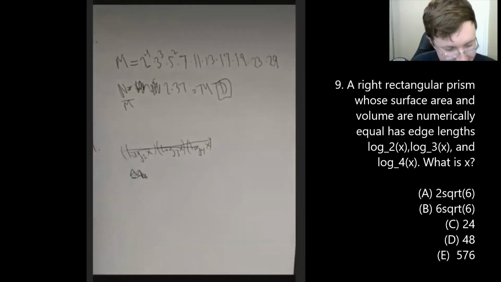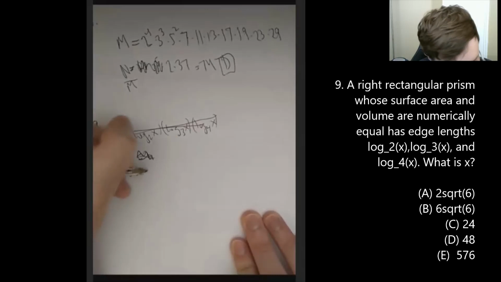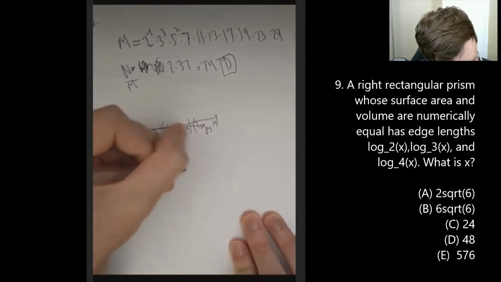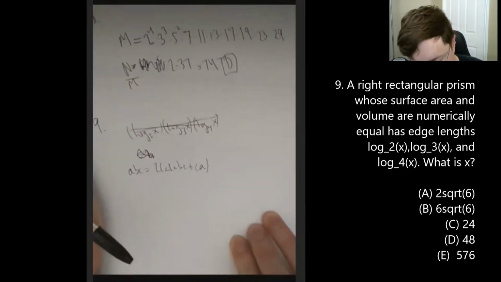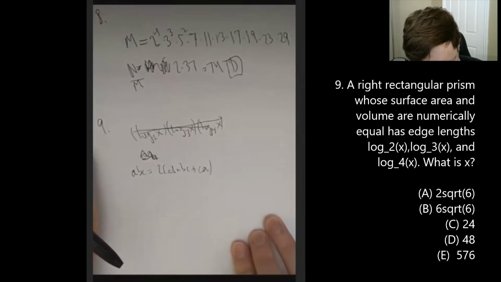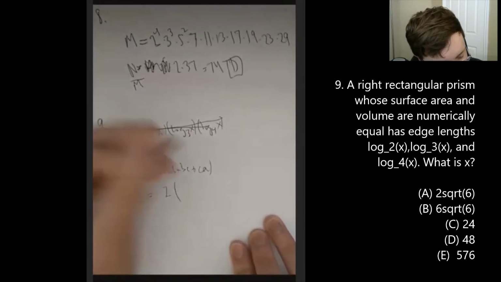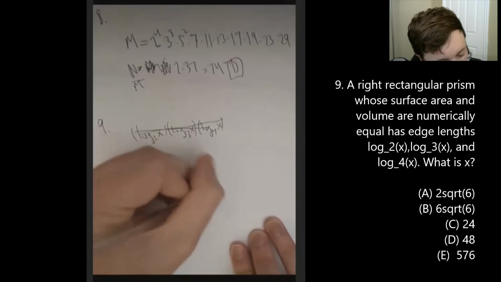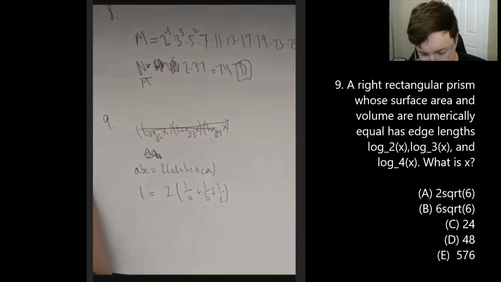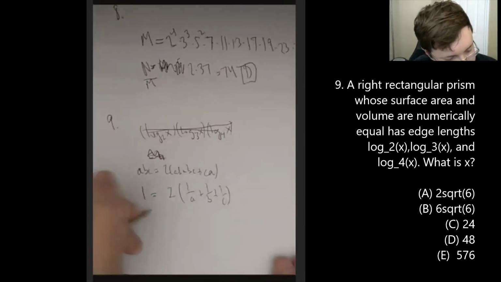Okay, so I'm just gonna write ABC for these things. So ABC is 2 times AB plus BC plus CA. Is there something easier I could do? Oh, I could take the sum of the reciprocals. So if I divide by ABC, I get 1 equals 2 times 1 over A plus 1 over B plus 1 over C. Okay, that's easier. Oh, okay, now I can actually solve this.